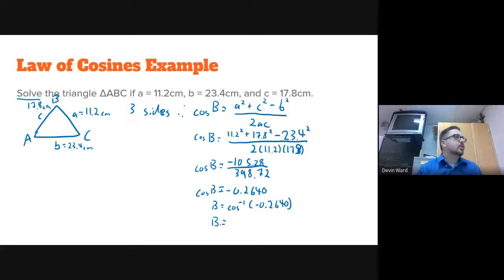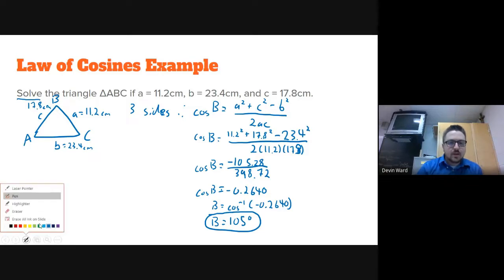B is equal to 105 degrees. Okay. And now we can use sine law. So let's just find angle A. We'll go alphabetically now.